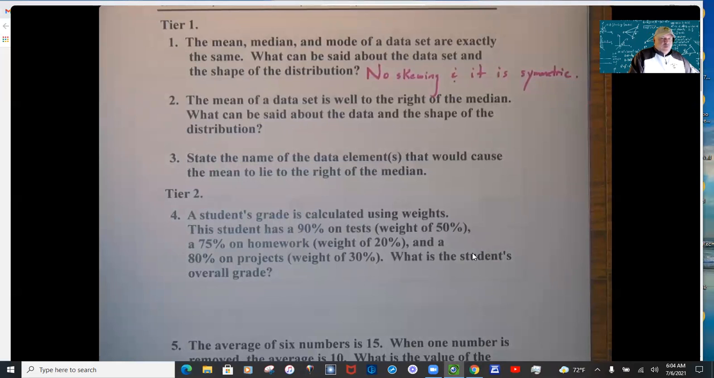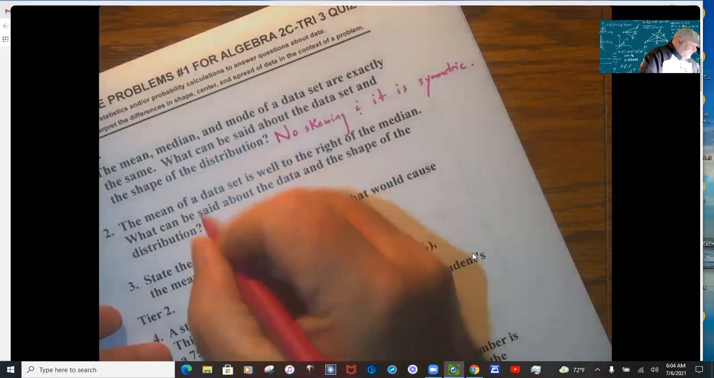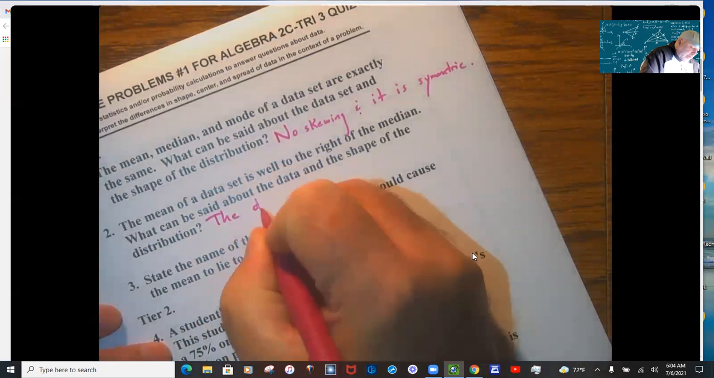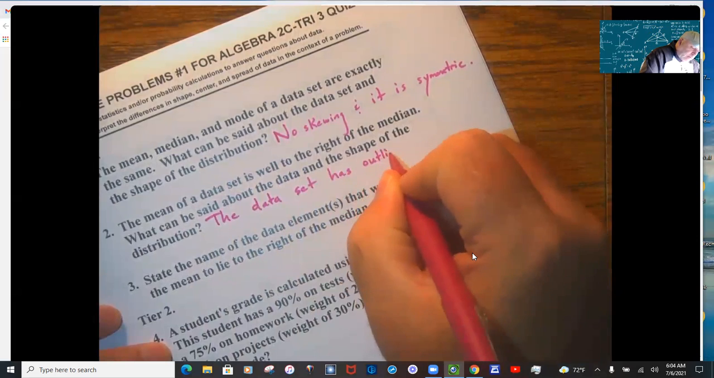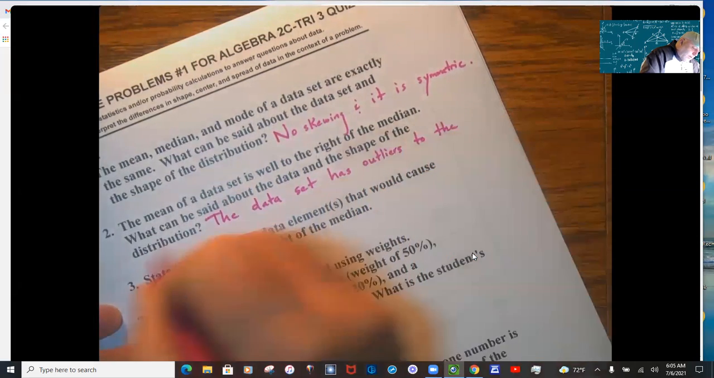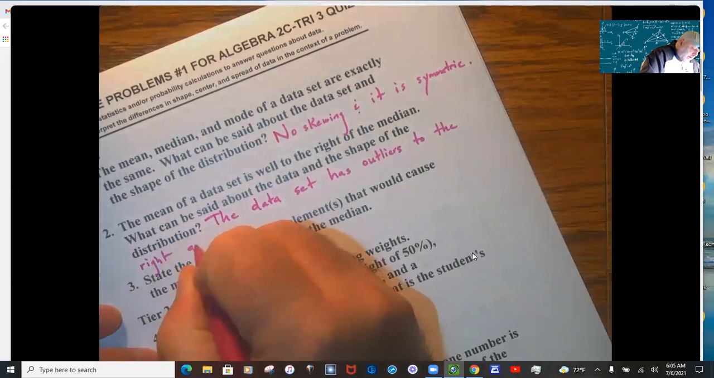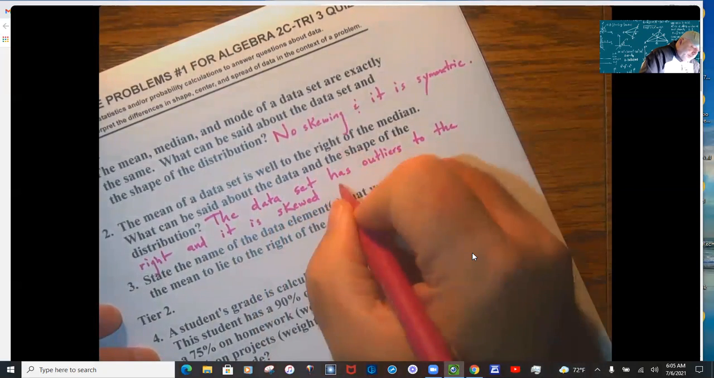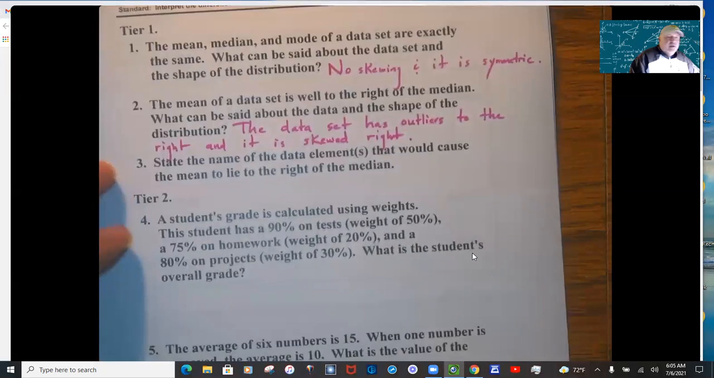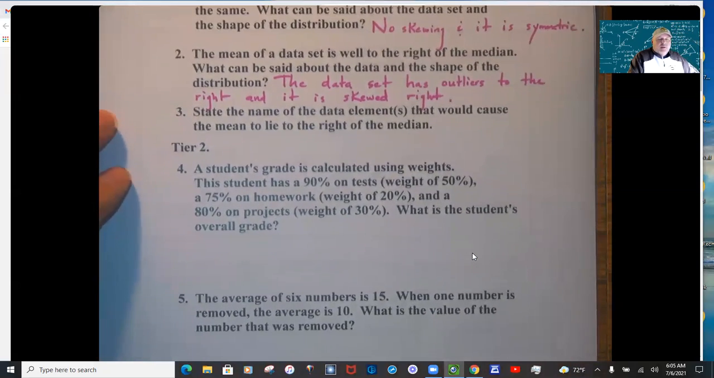Number 2, the mean of the data set is well to the right of the median. What can be said about the data and the shape of the distribution? The data definitely has outliers to the right, or larger values to the right, and it is skewed to the right. The mean is to the right of the median, to be specific. Those outliers are causing the mean to be artificially inflated, pulling it to the right of the median.